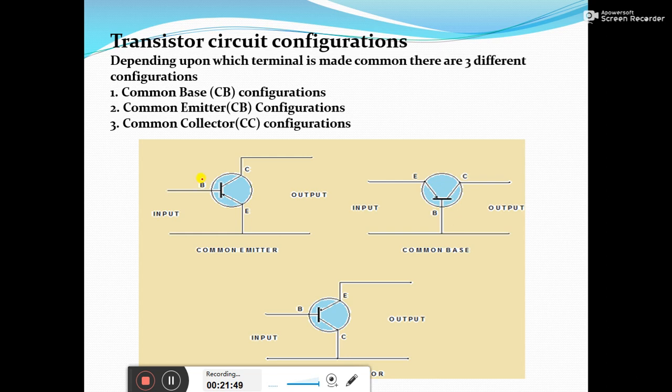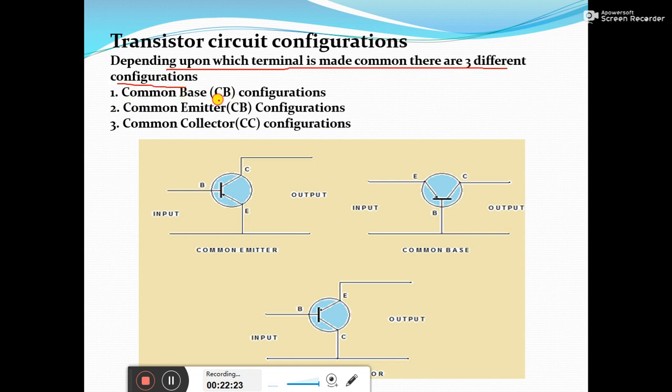When a transistor needs to be connected in a circuit, we require 4 terminals. 2 terminals are used for providing the input, and 2 terminals are used to get the output. Therefore, one terminal should always be made common to both input and output side. So depending upon which terminal is made common, there are 3 different configurations.